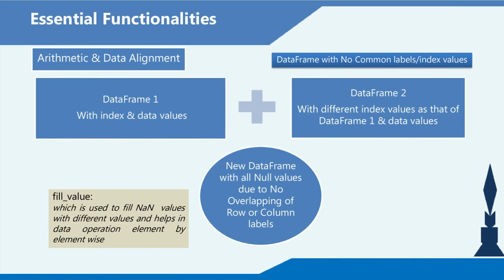In arithmetic operations between differently indexed objects, if we want to fill with a special value like 0 or any other value, when an axis label is found in one object but not the other, we can use the fill_value parameter inside the arithmetic methods.